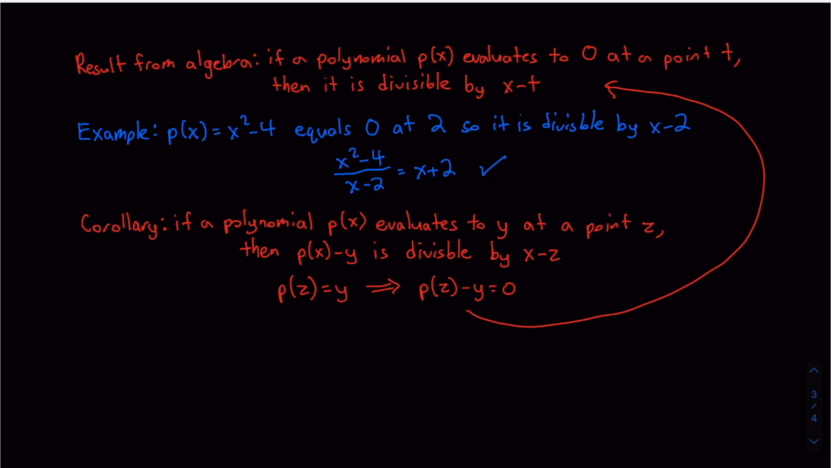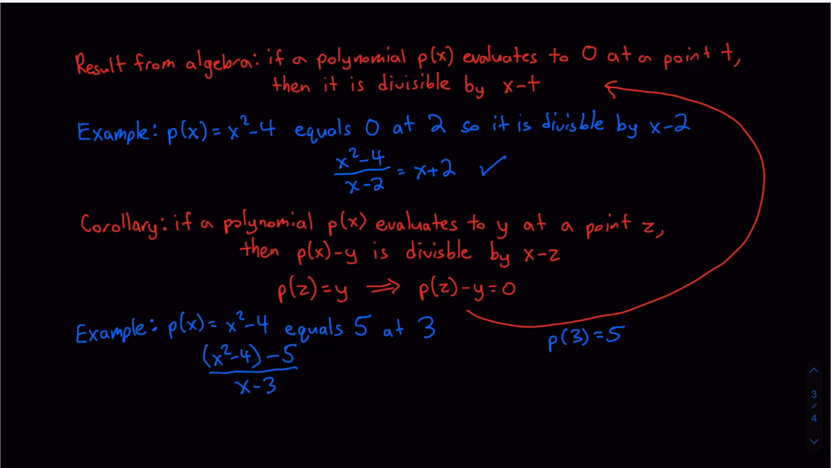Let's do a quick example to make this concrete. Let's take p of x equals x squared minus 4 again, and evaluate it at z equals 3. We get p of 3 equals 5. That means the polynomial x squared minus 4 minus 5 evaluates to 0 at x equals 3, and therefore it's divisible by x minus 3. You can see that x squared minus 4 minus 5 divided by x minus 3 equals x plus 3.